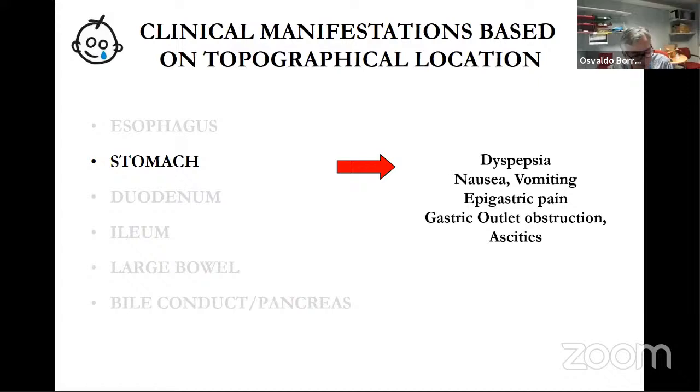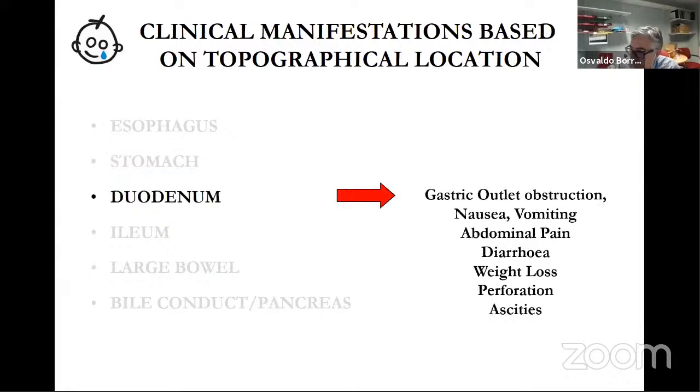I just want to make a note: there was a very nice case report where the muscle involvement in the stomach was the cause of pyloric stenosis in infants. Then we can have involvement of the duodenum, and again, we can have nausea and vomiting, abdominal pain, diarrhea, weight loss, perforation, and ascites.